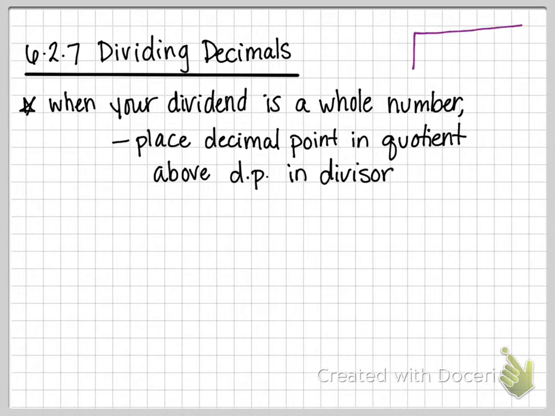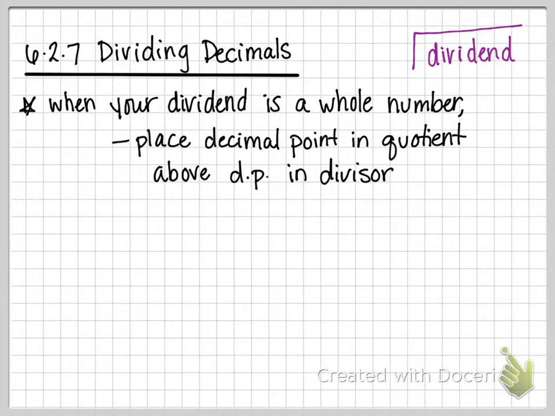There's our long division. What do we call the number underneath the long division sign? Miles? Dividend. Yes. Dividend is the one that goes underneath. So what this is saying is when your dividend, the number under here, is a whole number, or even if your dividend is a decimal, the decimal point always goes right above the decimal point in the dividend.